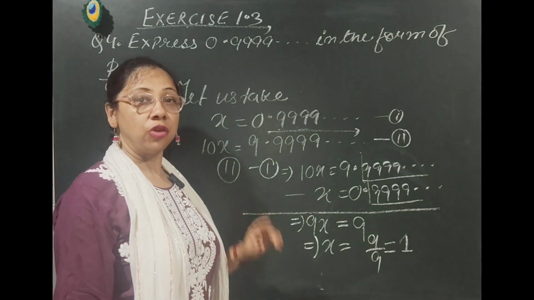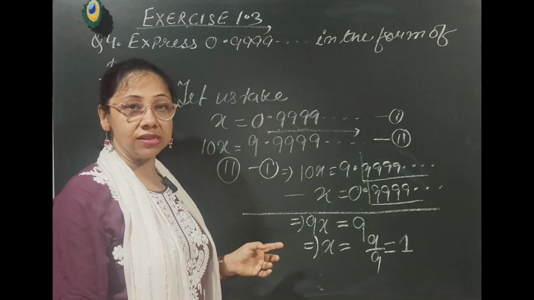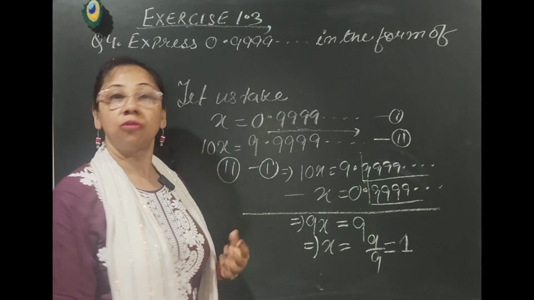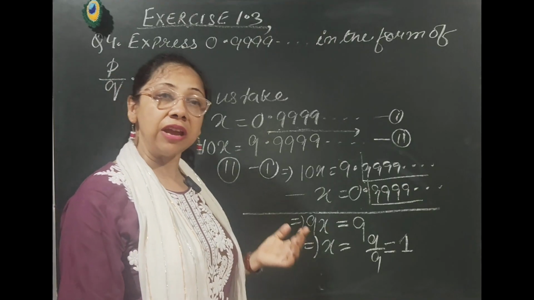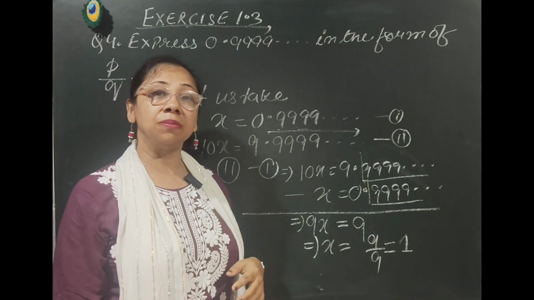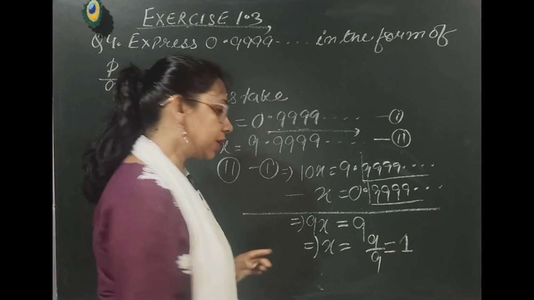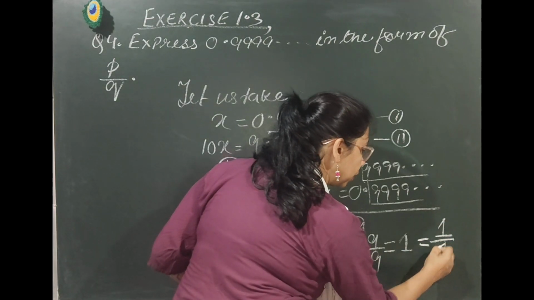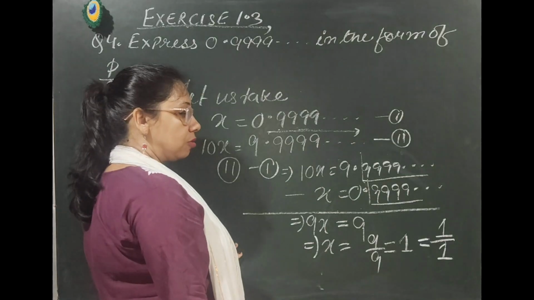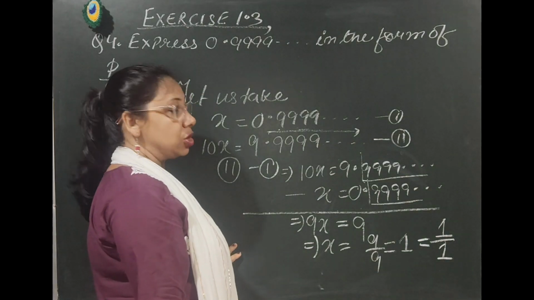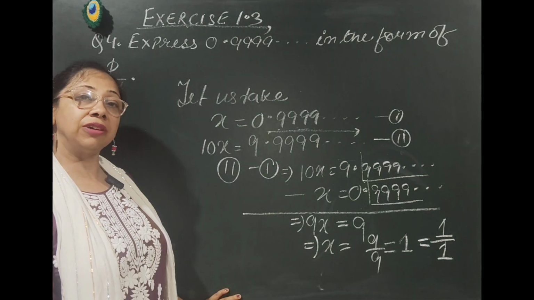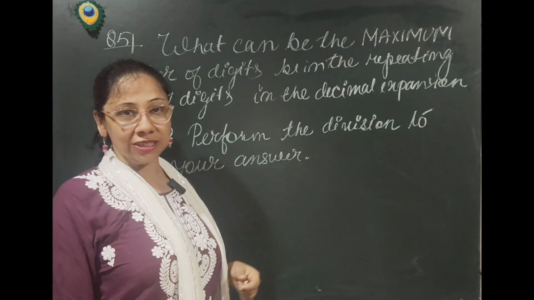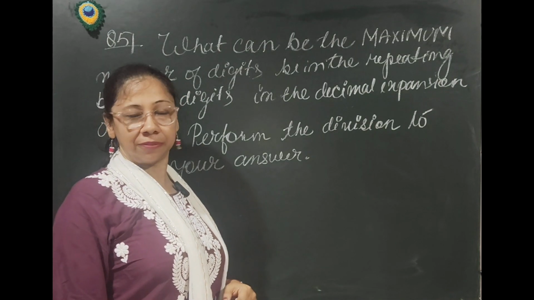But wait, we are asked to write the answer in p by q form. Can we write 1 in p by q form? Why not? We know that every number is divisible by 1. So we can write 1 as 1 by 1. This is the required answer of question number 4. Let us go to the next interesting question, that is question number 5.